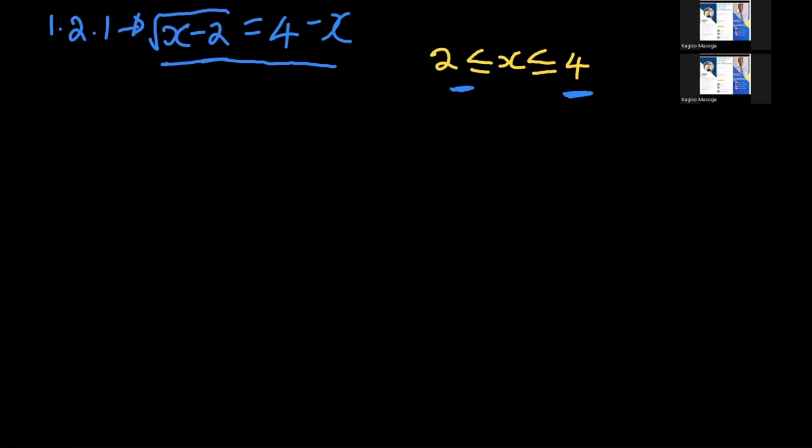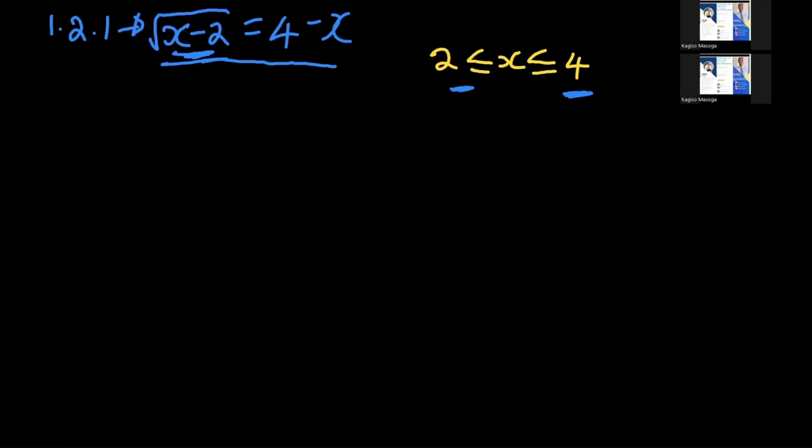Now, for a square root to be real, the stuff inside, which is x minus 2, has to be 0 or more. You understand? A square root cannot be negative 1 or any other negative number, because it will be undefined in the set of real numbers.